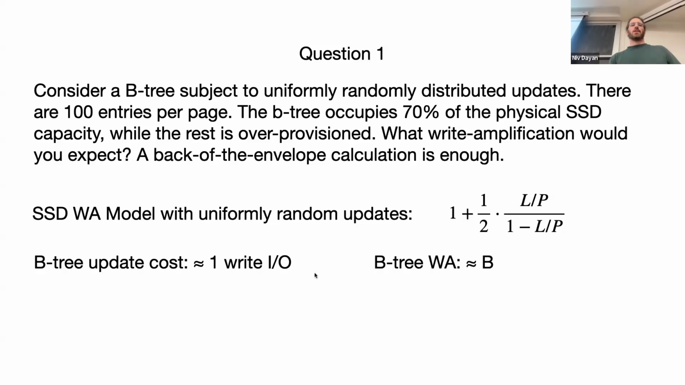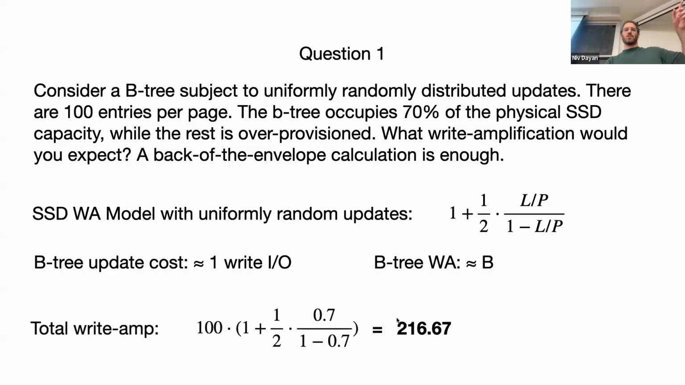Yes. So the B-tree's update cost is 1 IO, but each one of these IOs contains B entries. And whenever we measure write amplification, we want to measure it from the perspective of what the user on top is trying to do. The user on top is only trying to update 1 entry. So for each one of these entries, we do an IO that is larger by a factor of B than what the user is actually trying to do. And we must multiply that further by this factor to account for the garbage collection that's going to take place in the SSD afterwards. So this turns out to be your answer.